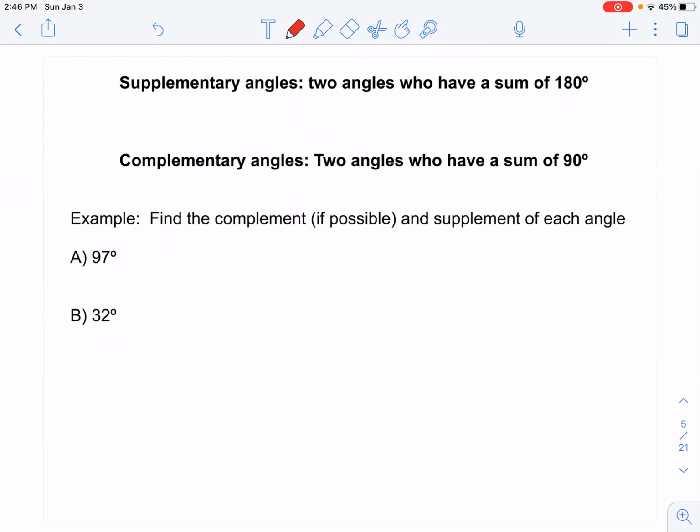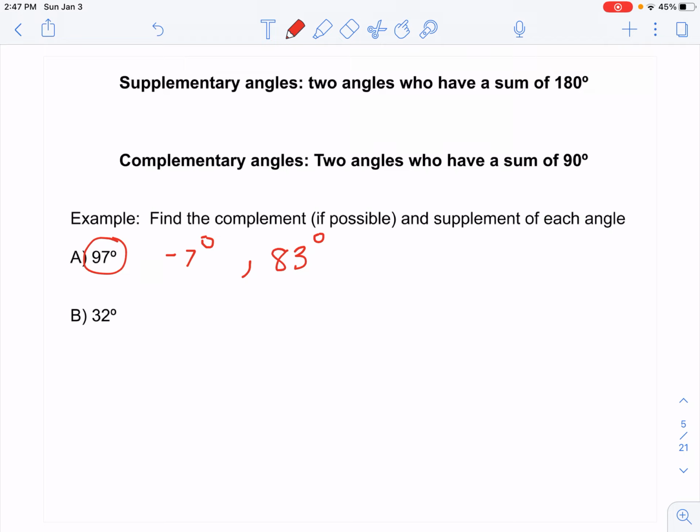This is a review from geometry. Supplementary angles are two angles that have a sum of 180 degrees. Complementary angles are two angles who have a sum of 90 degrees. So find the complement and supplement. So 97 degrees is already over 90, but now that we have negative angles, you could do negative 7 degrees would be the complement. And then 83 degrees would be its supplement.